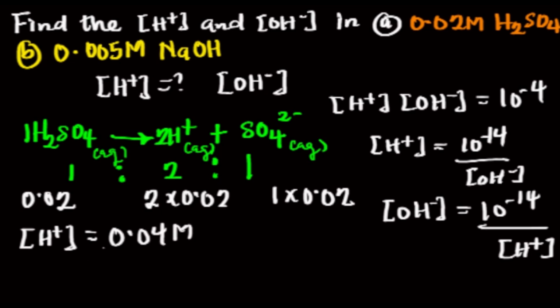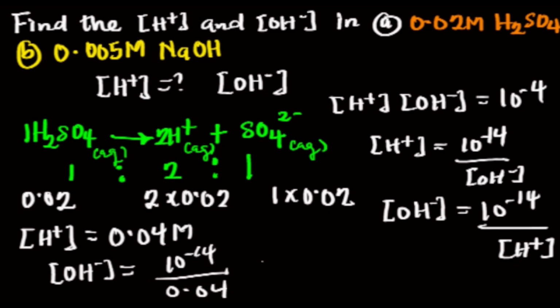Then let's proceed to solve for the hydroxide ion. If you recall, the hydroxide ion concentration is going to be equal, from here we're going to use this formula, since we know the hydrogen ion concentration. So the hydroxide ion concentration equals 10 raised to the power minus 14 divided by the hydrogen ion concentration, which is 0.04.